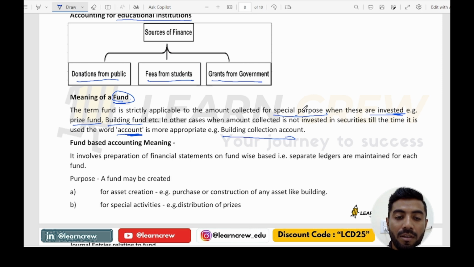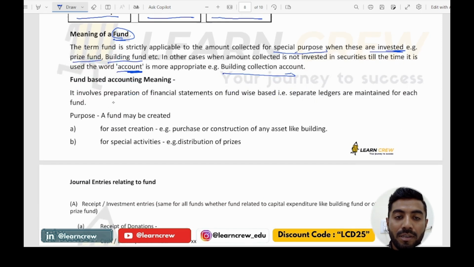Then coming to fund-based accounting. It involves preparation of financial statements on a fund-wise basis, that is, separate ledgers are maintained for each fund. Whenever you have a separate fund, a separate ledger is to be opened, and whatever income and expense relates to that particular fund should be debited or credited to that fund only.